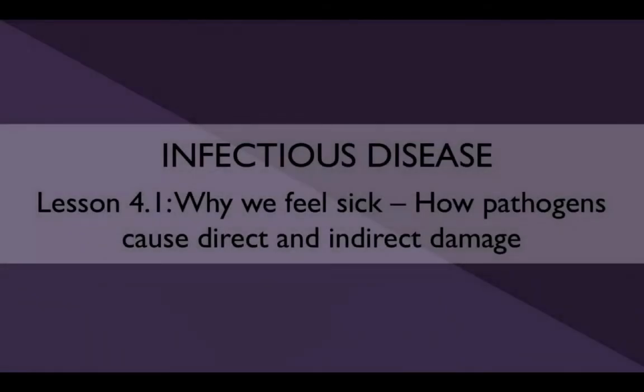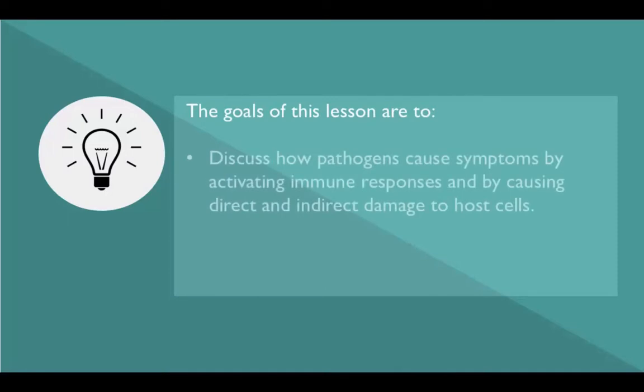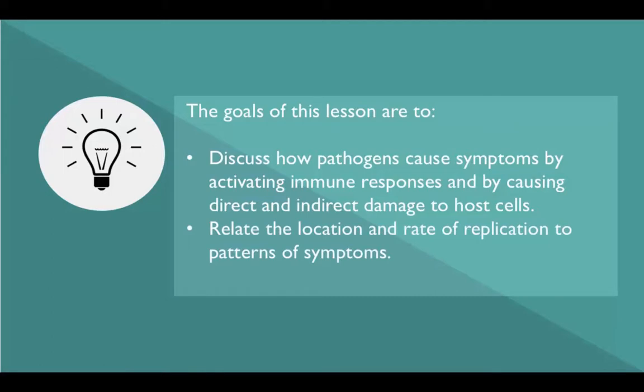Welcome to Infectious Disease Lesson 4.1, Why We Feel Sick: How Pathogens Cause Direct and Indirect Damage. The goals of this lesson are to discuss how pathogens cause symptoms by activating immune responses and by causing direct and indirect damage to host cells, and to relate the location and rate of replication to patterns of symptoms.